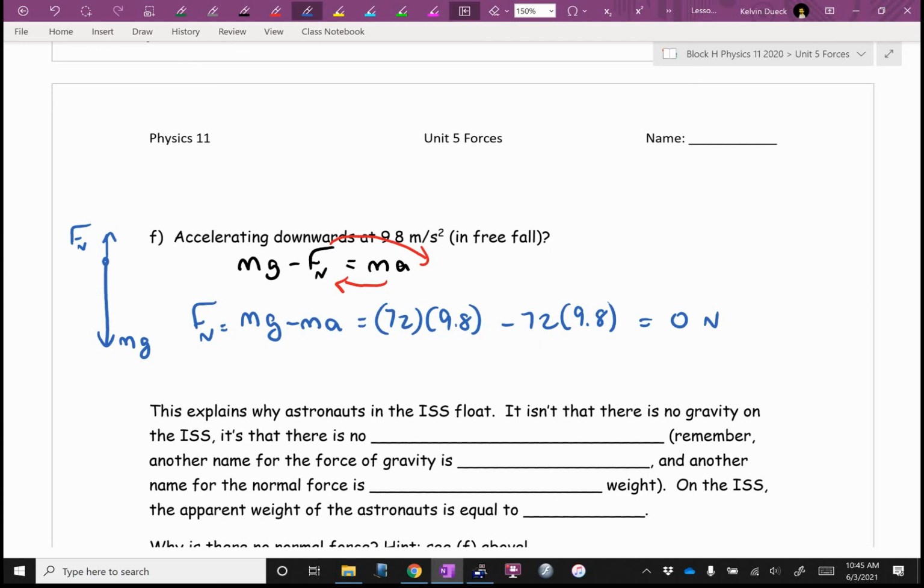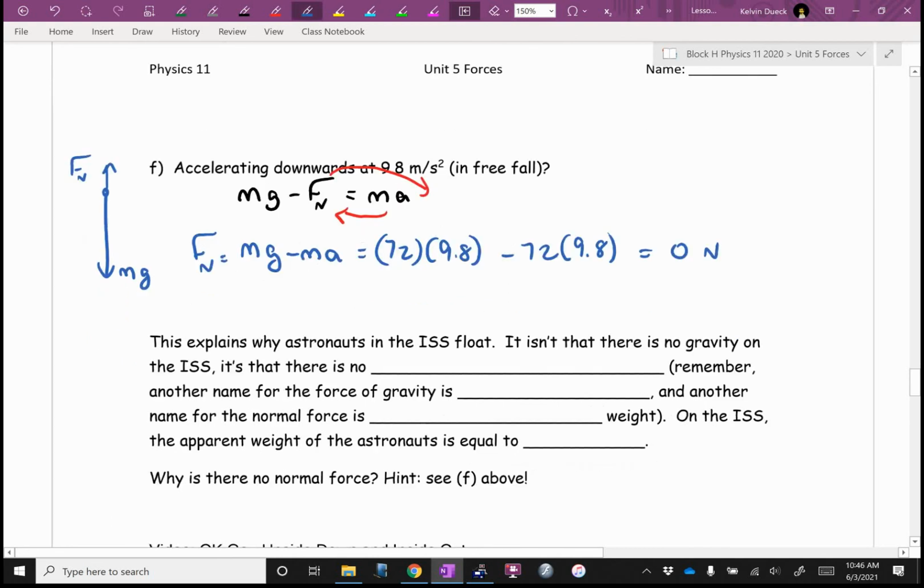But they're floating. Why are they floating? It's not because they have no weight. It's because they have no which force? No normal force. Why do they have no normal force? So I wrote down here, it isn't that there is no gravity, it's that there's no Fn. Remember, another name for the force of gravity is weight, and a nickname we give the normal force is your apparent weight, the weight that you feel. And on the International Space Station, the normal force, the apparent weight, is equal to 0 newtons.